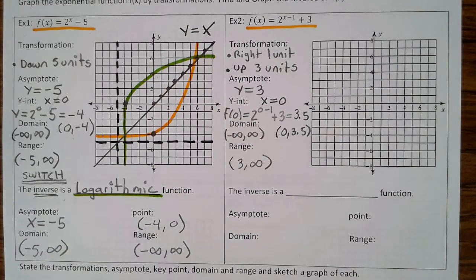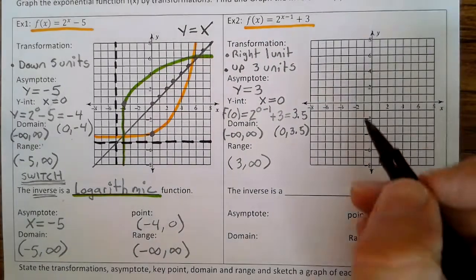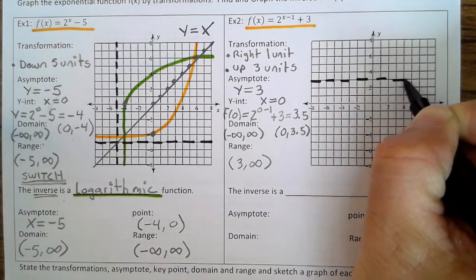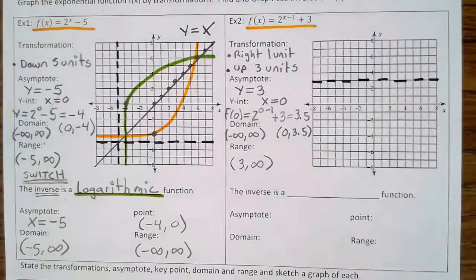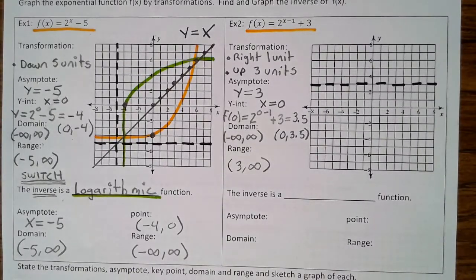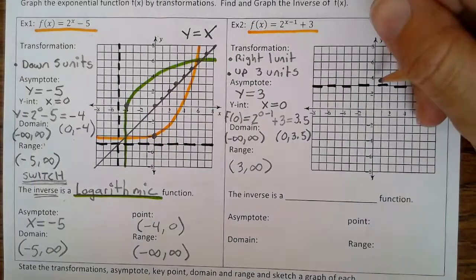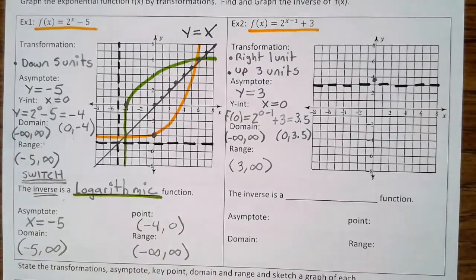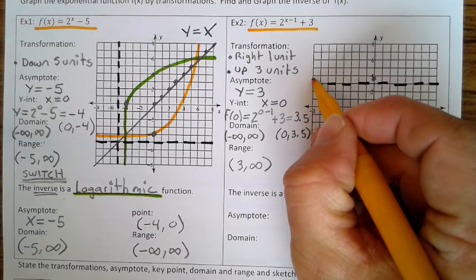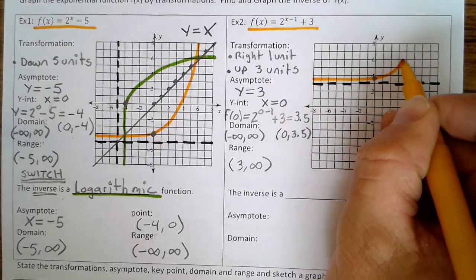So let's first graph the asymptote, which is at y equals 3. Okay, so now the next part is the y-intercept, which is (0, 3.5), which is about right here. And so we know with an exponential that the curve is this.